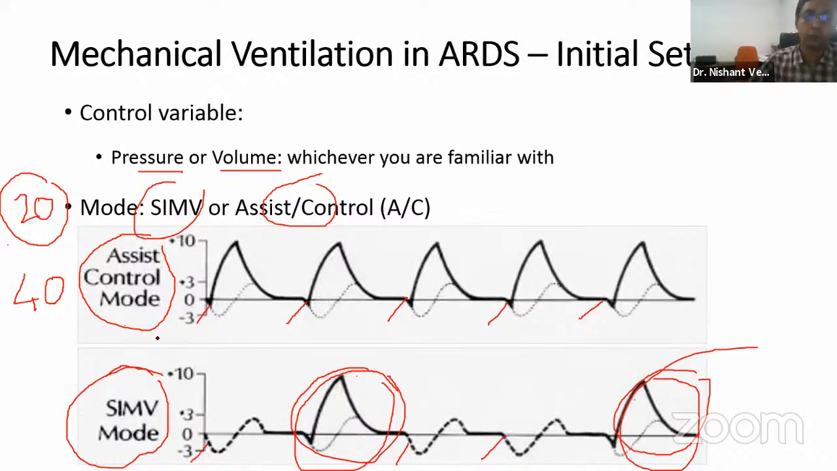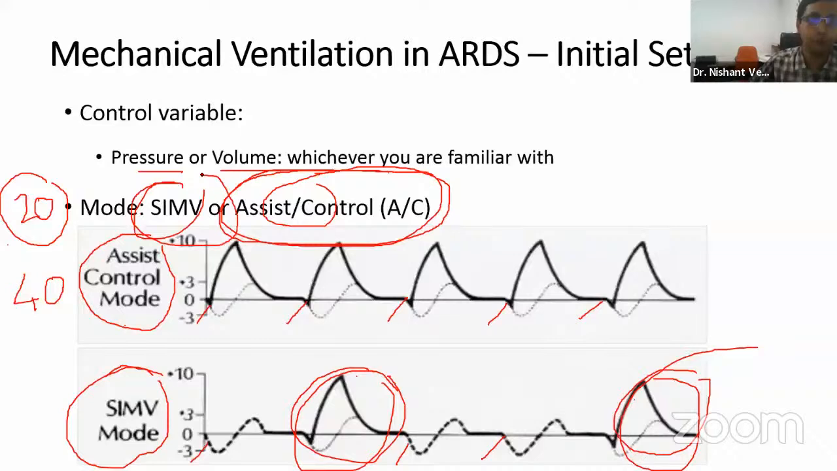So for ARDS, where you want to reduce the work of breathing, I would typically suggest using the assist control mode, because here the work of breathing would be decreased to a greater extent than the SIMV mode. SIMV mode can be used as a weaning mode once you have decided to wean the patient off the ventilator.